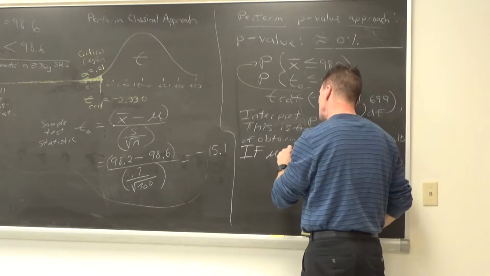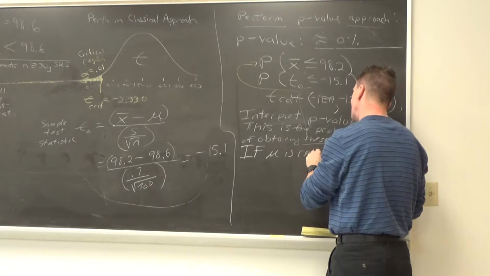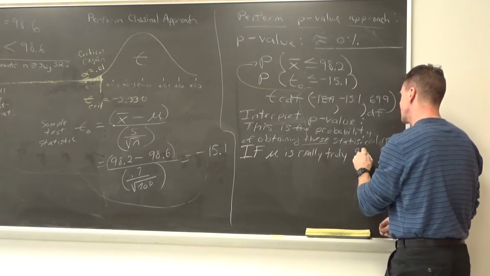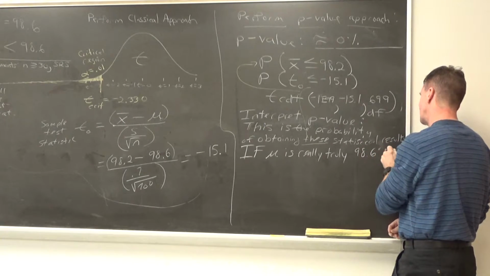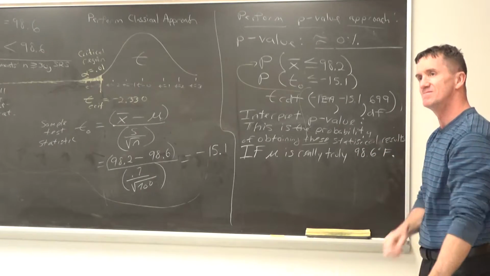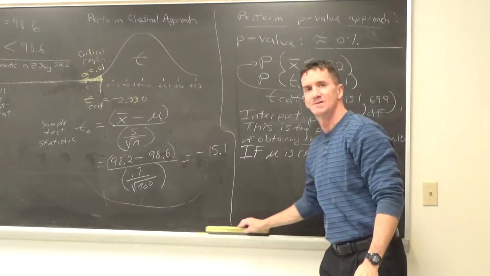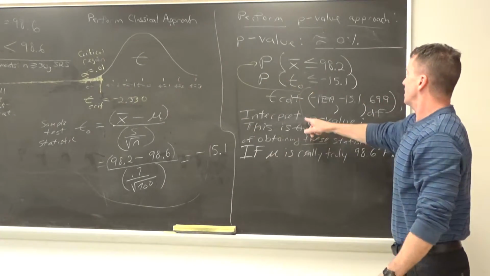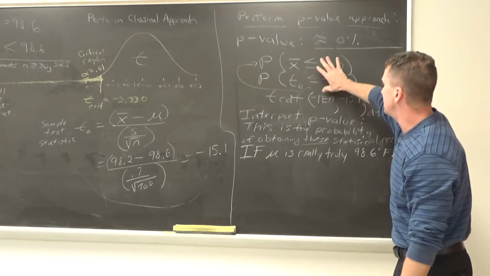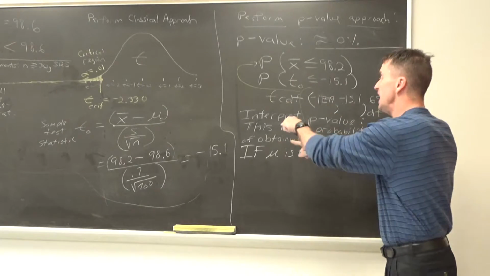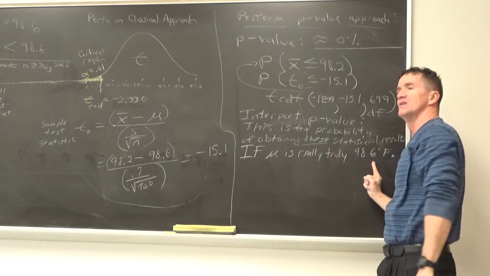If mu is really, truly 98.6 degrees Fahrenheit. That was the status quo, right? And I'll put a period. I'll put one more sentence. But this is my first sentence. This is the probability of obtaining these results here, of going out in the world and getting them, if mu is really what?